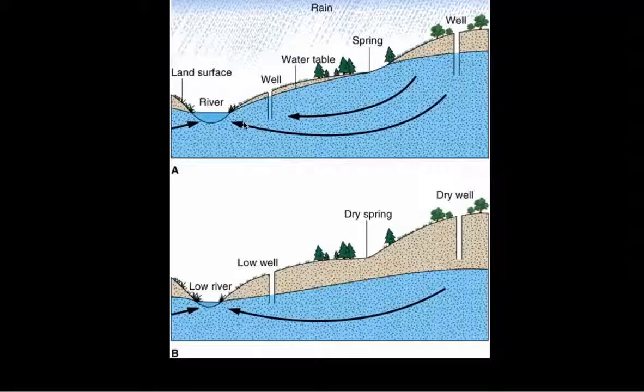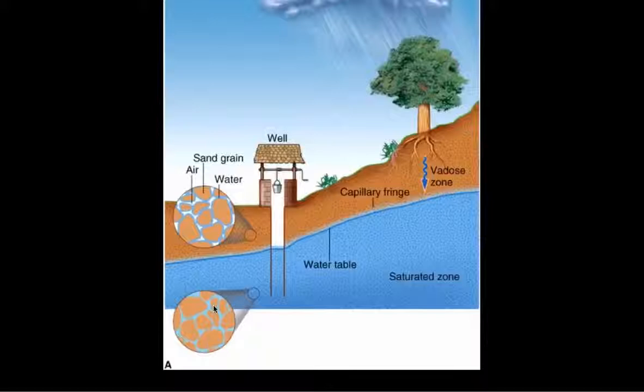Now, let's move on. Here's what happens in the rainy season. Water table is high, the well is good, there's a spring, this well is good, and you have a river. In the dry season, notice the water table drops. This well is dry. The spring, which is where the water table intersected the surface of the earth, has gone dry, and even this well is lower, and the river is lower.